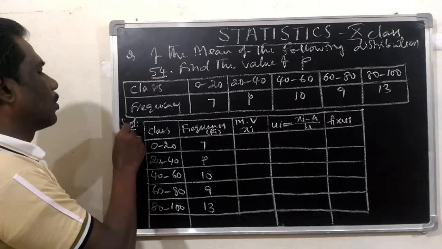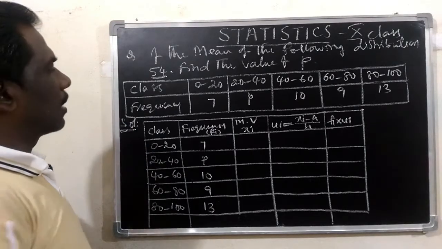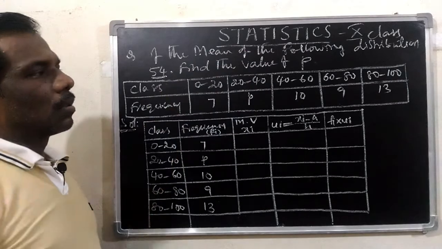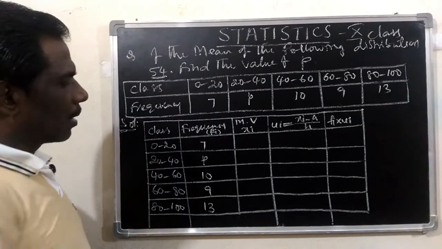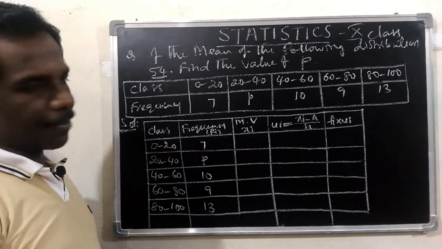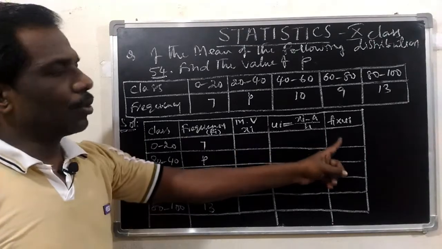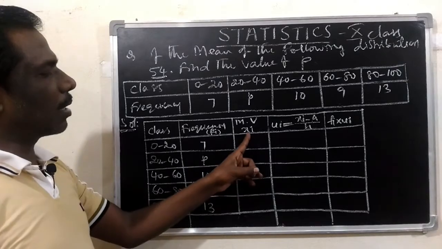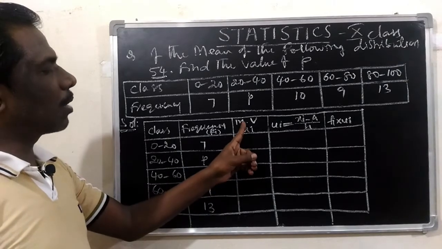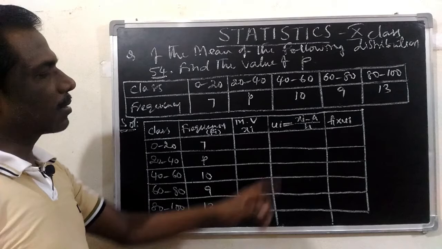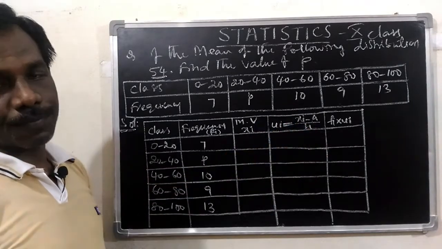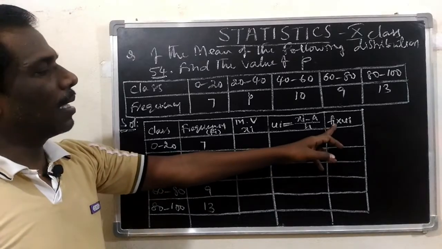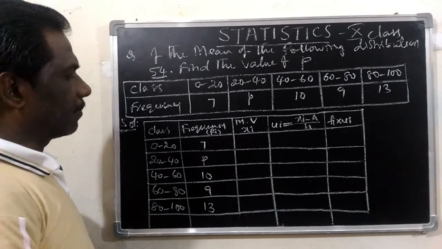For the solution, I write these two horizontal rows vertically. After writing them vertically, I prepare three new columns. The first one is Xi, the mid value. Next is Ui, which we get by (Xi minus A) by h. And the third one is Fi into Xi.